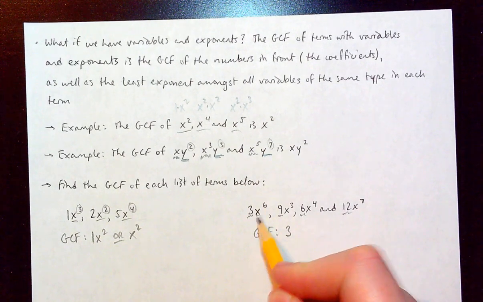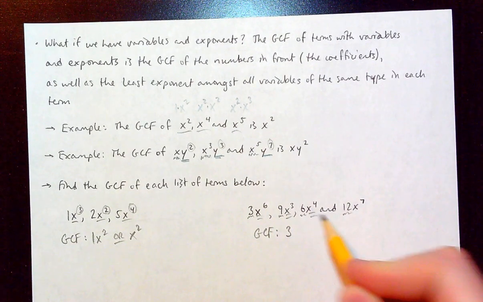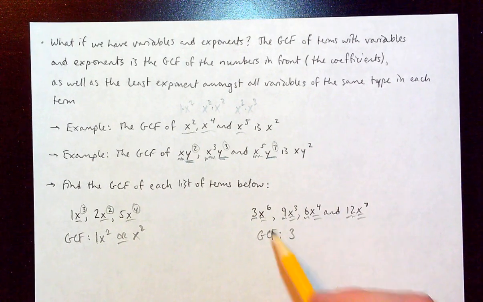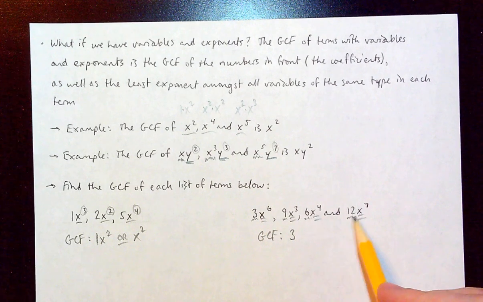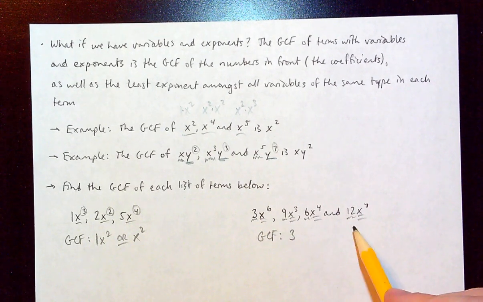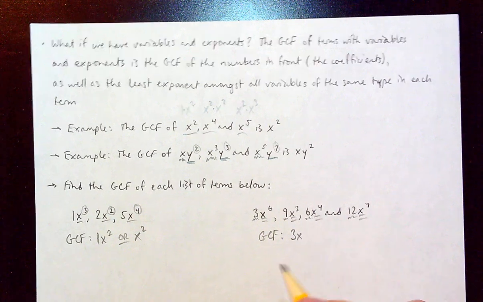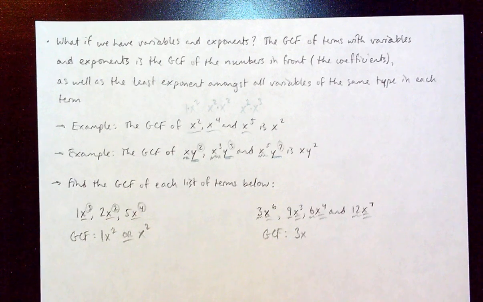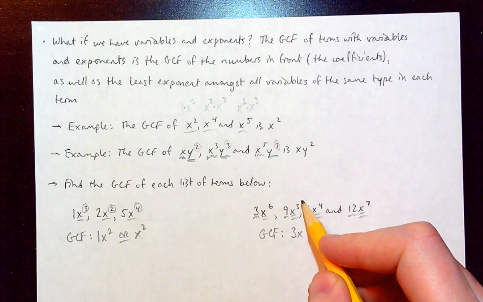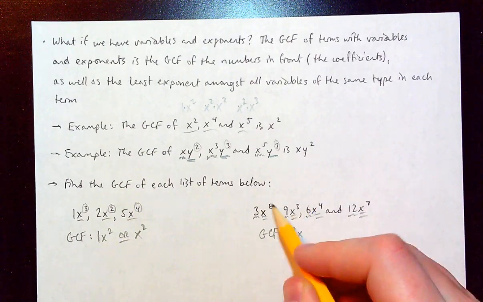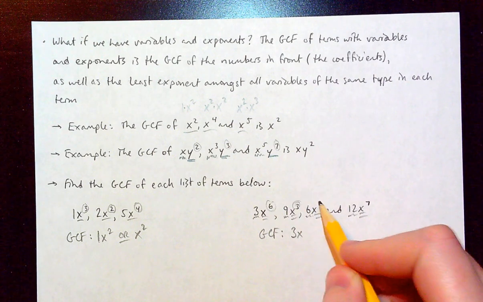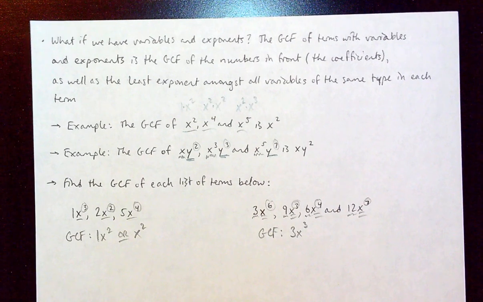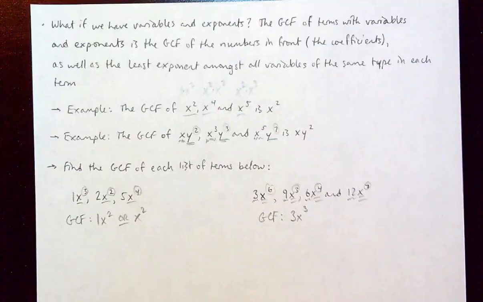Now, the greatest common factor amongst the x's, if there is one, well, we see again that the x is showing up in each of our 4 terms. So the x is going to appear in the GCF. The question is, what is the exponent going to be? Again, we're going to look at the smallest exponent on the x's. So what's the smallest exponent of 6, 3, 4, and 7? That's going to be 3. So the GCF here is 3 x cubed.